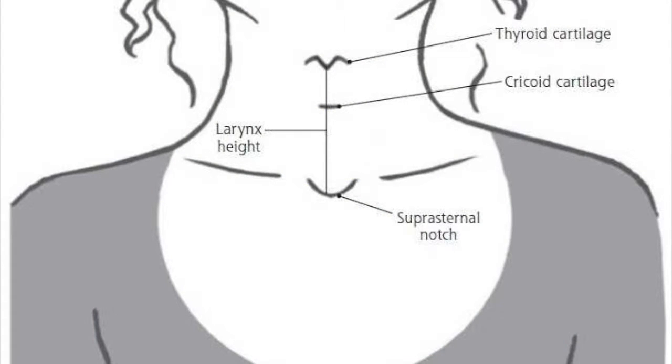So how do you measure the laryngeal height anyway? Well, simply it's the distance between the little divot in a patient's thyroid cartilage and the nadir in a patient's suprasternal notch.